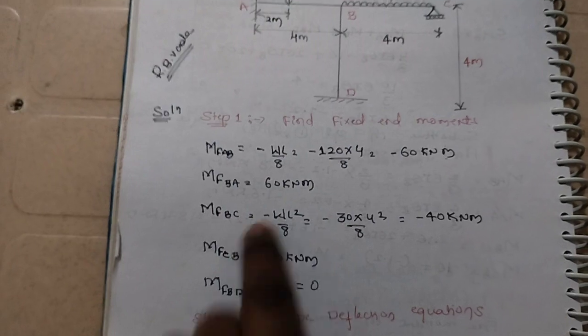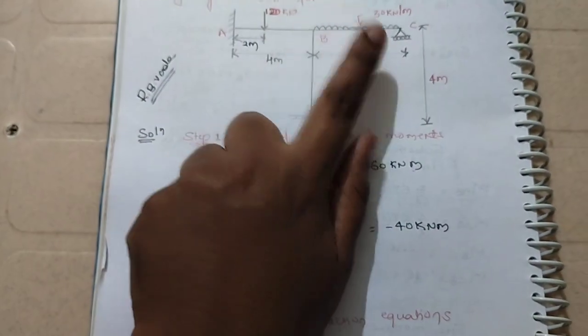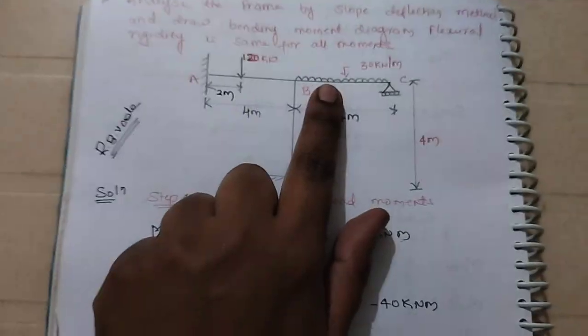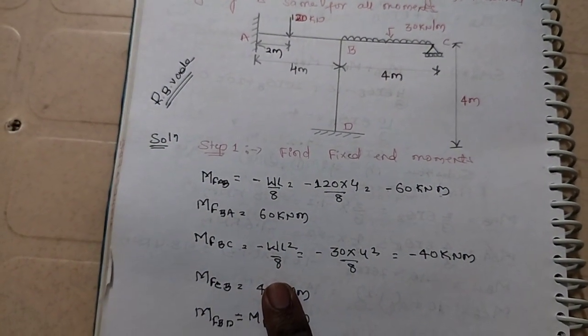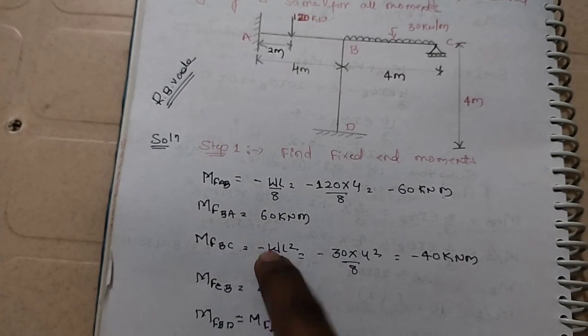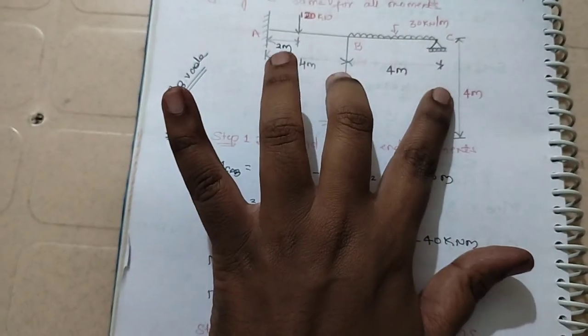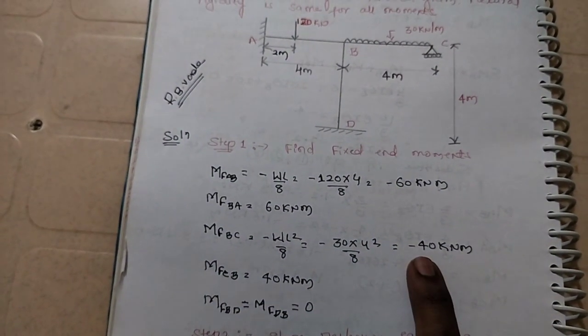Next, for span BC, we have to apply the fixed end moment for AB, BC and BD. For BC, what is the formula? It is UDL, that's why the formula is minus WL square by 8. W is 30 kilonewton per meter, L is the span of this beam, that is 4 meter, 4 square divided by 8. If you solve, that is minus 40 kilonewton meter.